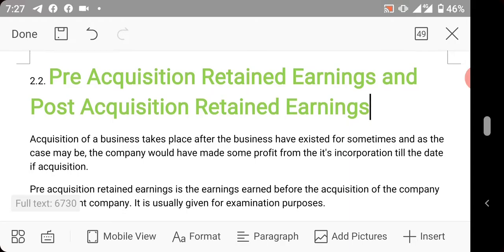In every question, they will give you pre-acquisition retained earning, but they will never give you post-acquisition retained earning. So you have to find it yourself. What do you do? The retained earning in the statement of financial position minus the pre-acquisition retained earning in the additional information will give you post-acquisition retained earning. Although sometimes you need to adjust it, but as we progress, I will teach you how that is done.